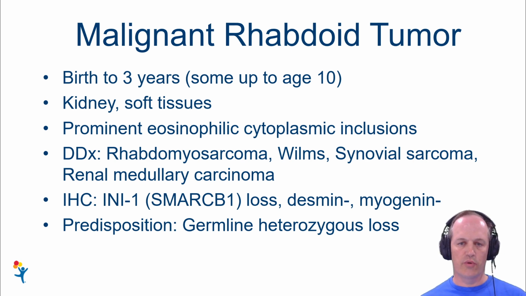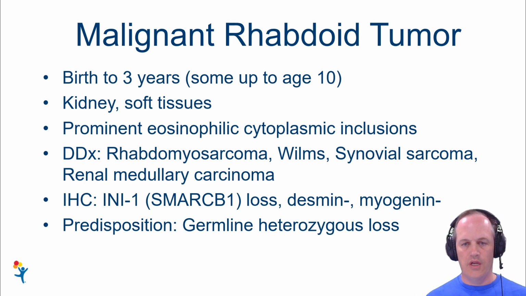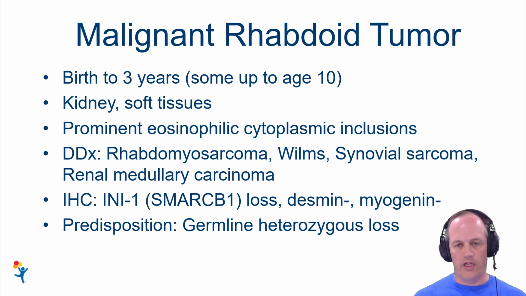By immunohistochemistry, the really characteristic thing is that INI1 is completely absent. Unlike synovial sarcoma, where it's just decreased in the tumor cells, you're going to have biallelic inactivation of INI1 that's going to lead to a complete lack of that protein in the tumor cells. And it's going to be negative for desmin and myogenin to help you distinguish it from rhabdomyosarcoma.